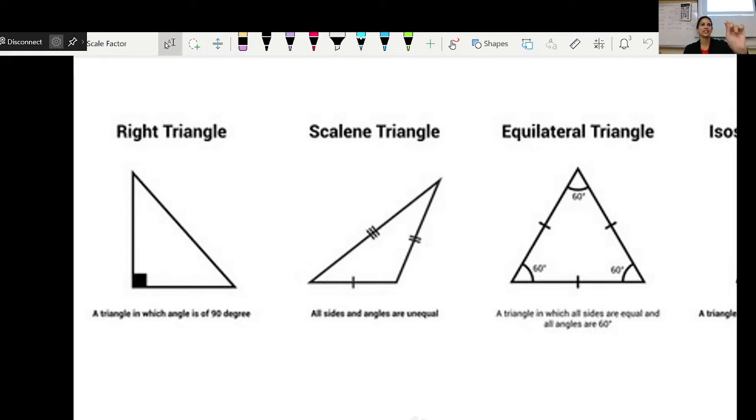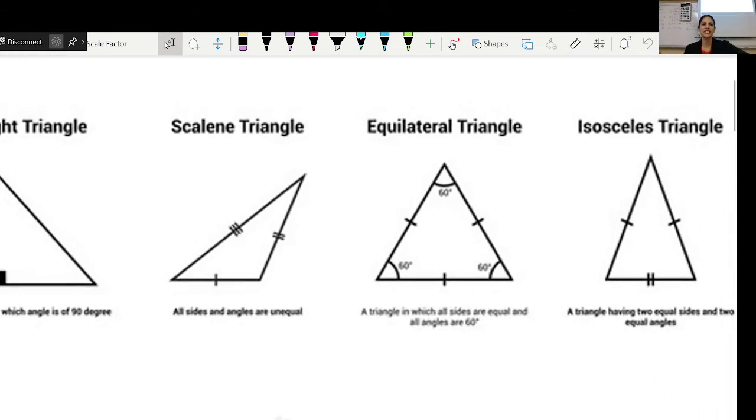What degree has to be there in a right triangle? 90 degrees. So that's the little black box in the corner. You need to have that in order for it to be a right angle triangle. And remember, what formula do we usually deal with for a right angle triangle? Pythagorean theorem. Good. The next one is scalene.